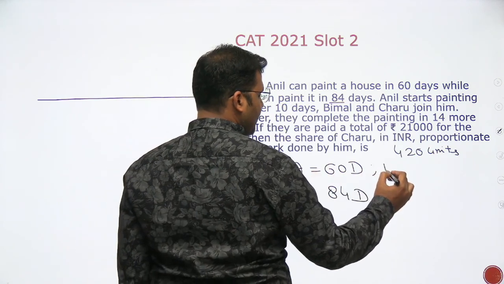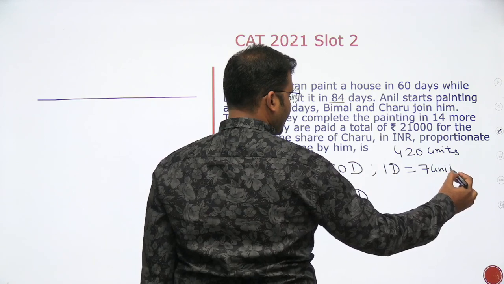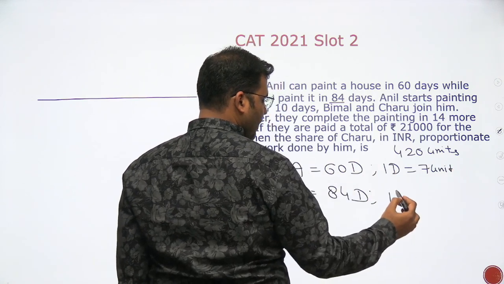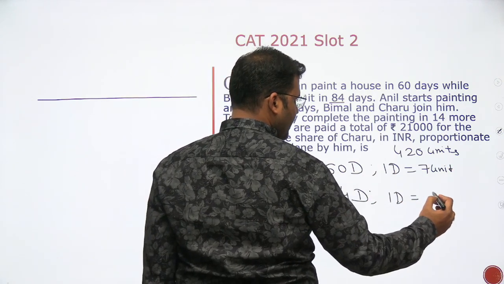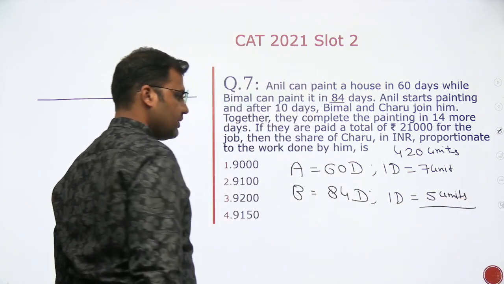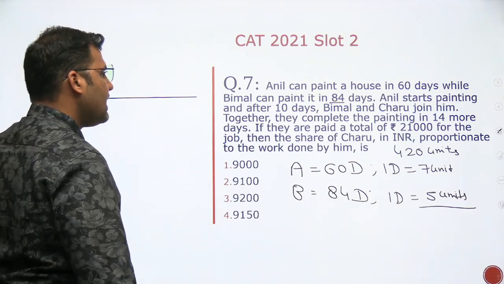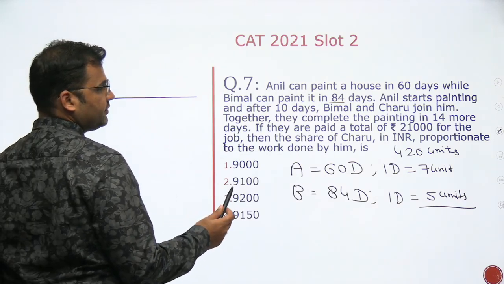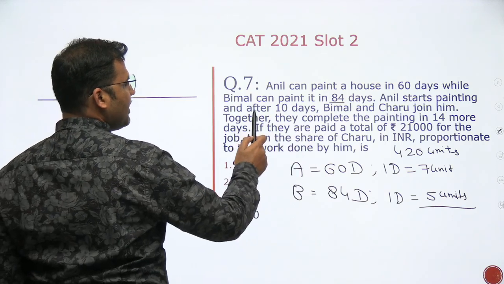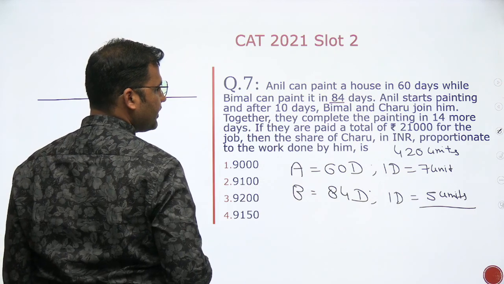So one day mein, Anil will be doing total 7 units. And in one day, Bimal will be doing 5 units, right? Now, together they complete the painting in 14 more days. Now, okay, Anil started painting and after 10 days, Bimal and Charu join him together.